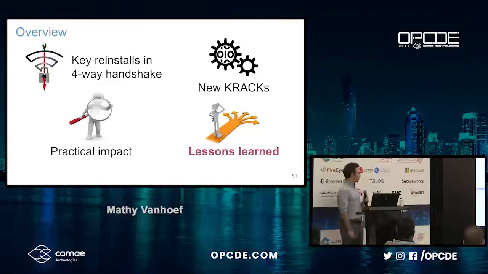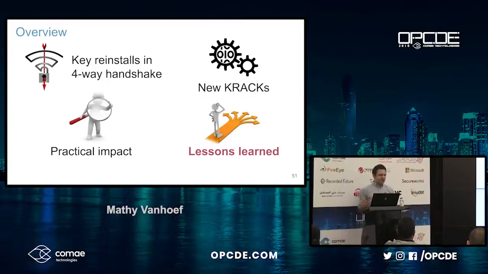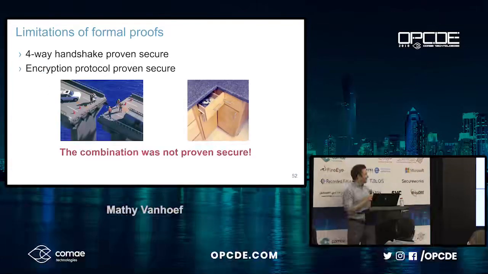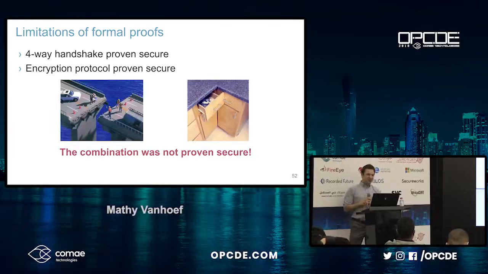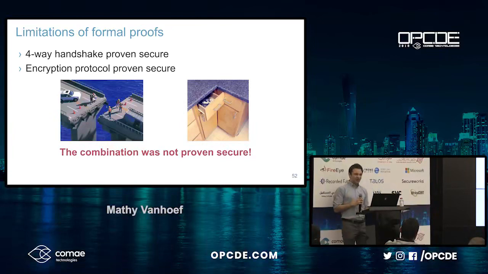So as the last part of the presentation, let's discuss some lessons that we can learn from this research. The first lesson, and this is really the most interesting part I find about this research, is that the four-way handshake was formally mathematically proven as secure. And the same is true for the encryption protocol AES-CCMP that is executed after this. So we have this formal proof, but we still managed to break it. So what went wrong here? Well, these two components were proven to be correct separately. But when we combine them, that's where it goes wrong.